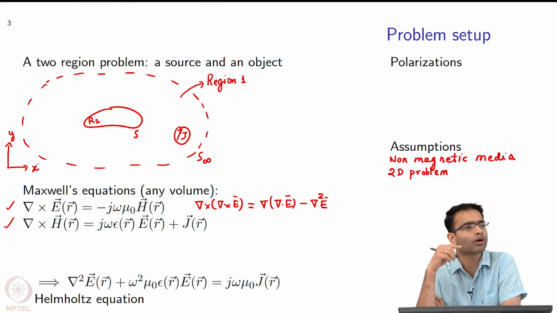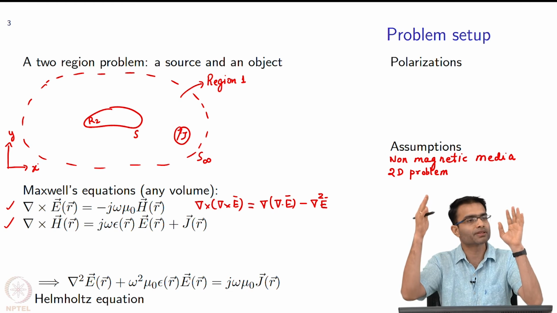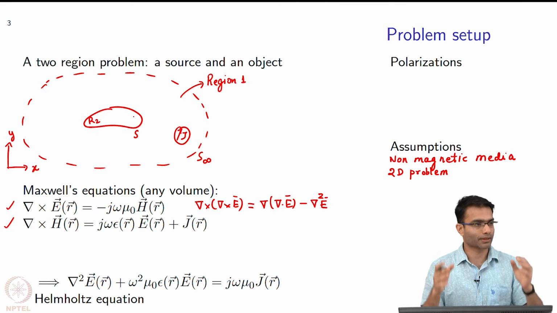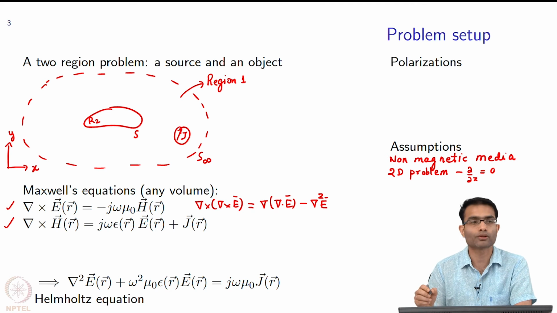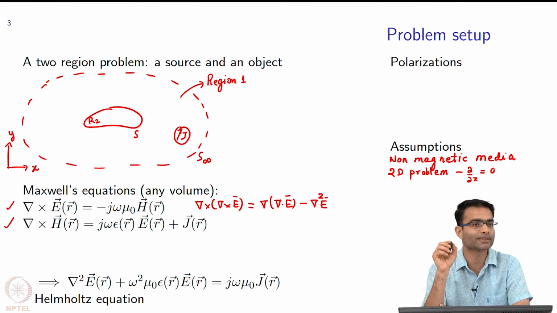Del by del z is 0, or in simpler words, there is no physics happening in the z dimension, everything is invariant in the z dimension. So, this obstacle is infinitely long in the z direction, like a tall cylinder, right. So, it also means that all my functions, all my fields are functions of only x and y, right.